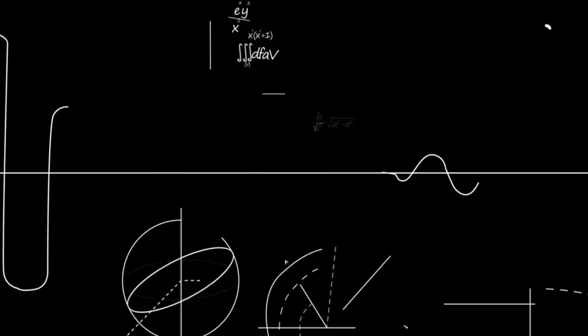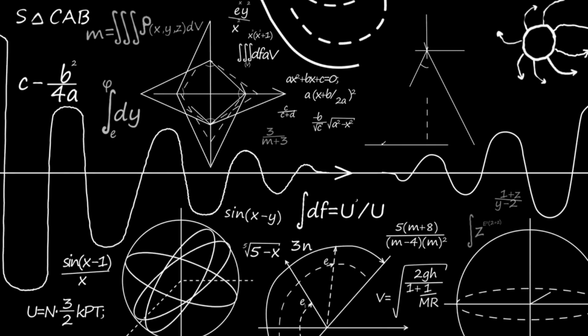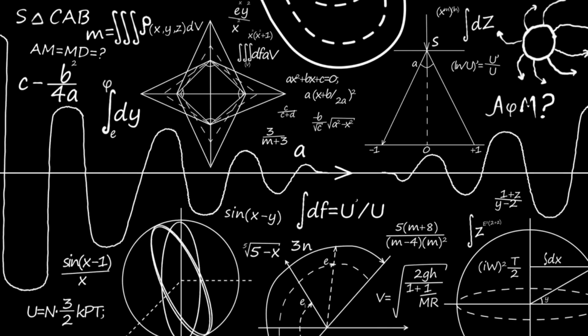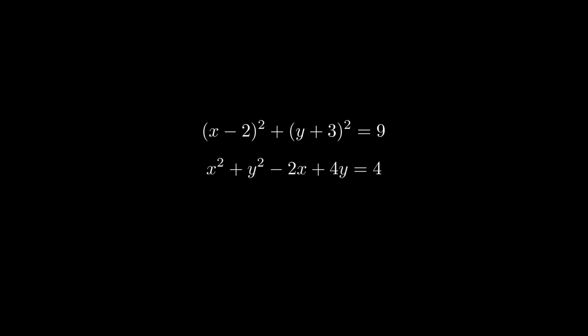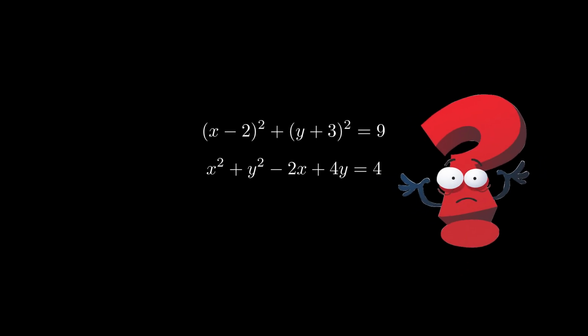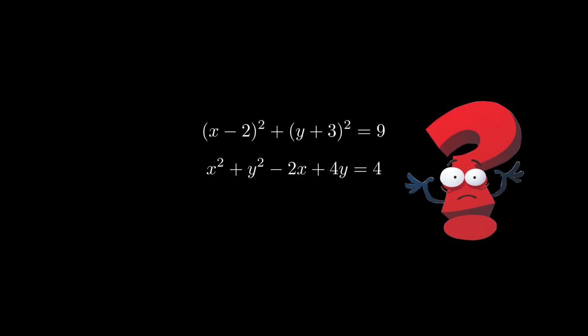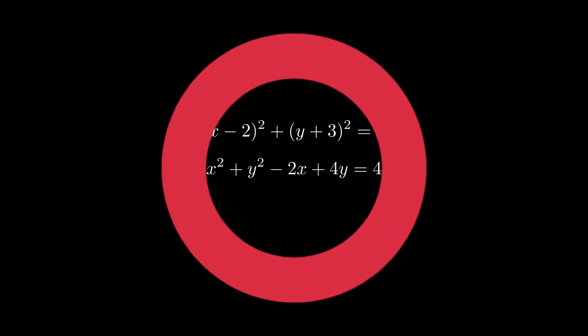Hi everyone! Today, we're diving into the fascinating world of sketching circles from equations. Now, I know the idea of maths and drawing might seem like strange bedfellows, but trust me, it will be an artistic adventure. So, imagine this. You're given a mathematical expression, perhaps something like x minus 2 the whole squared plus y plus 3 the whole squared equals 9, or x squared plus y squared minus 2x plus 4y equals 4. And you're thinking, how on earth do I turn these into a circle? Well, fear not, because that's exactly what we're here to unravel.